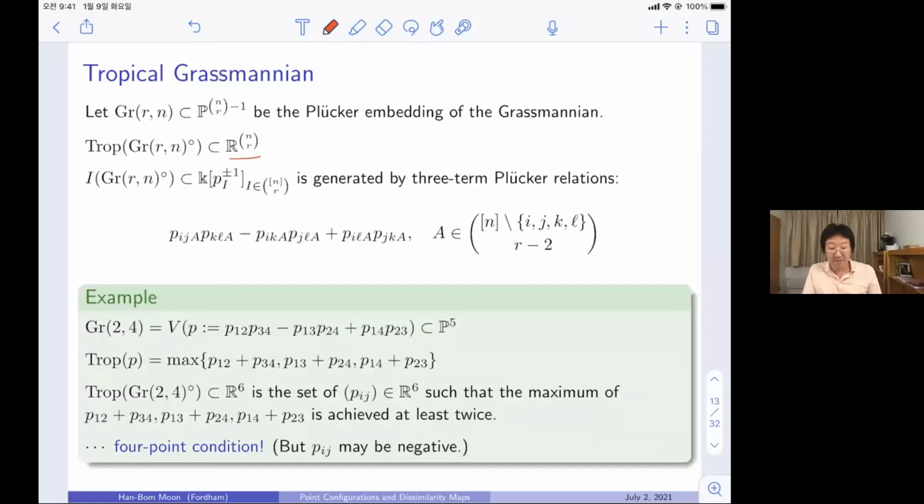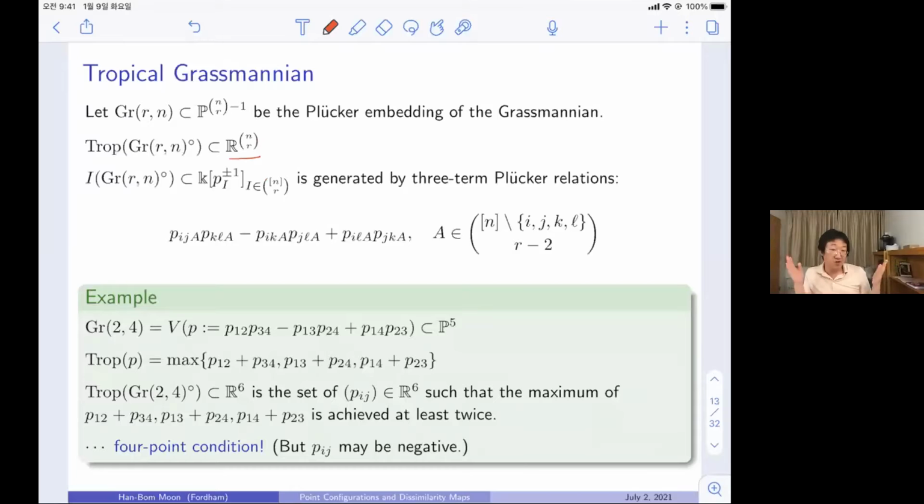But because we are thinking about the Grassmannian restricted to the standard torus, it is well known that for this restriction, the three-term Plücker relations are sufficient. So we don't need to use all Plücker relations. But now, here is a very informative example.